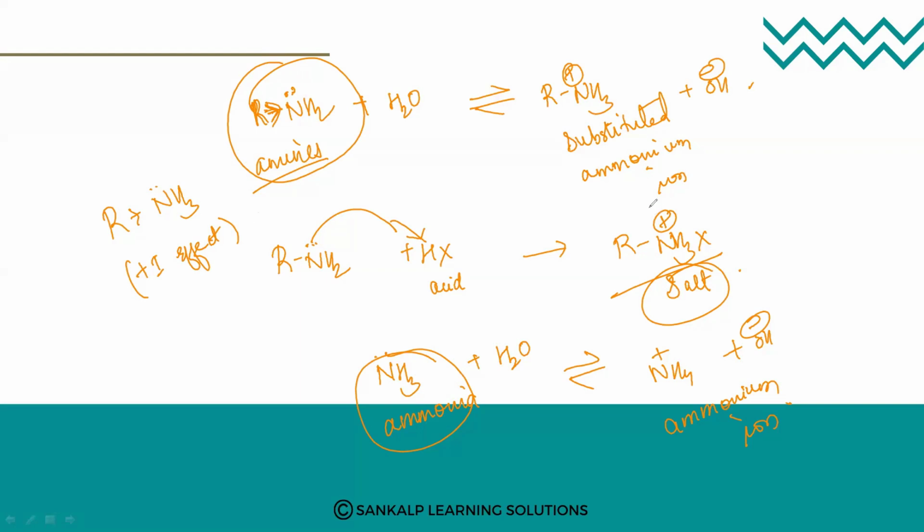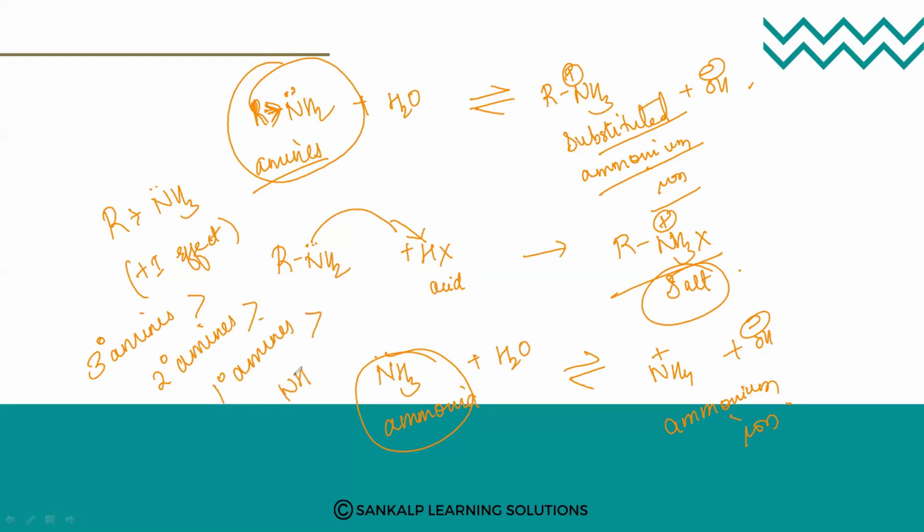Now here we can see it also forms the substituted ammonium ion. This substituted ammonium ion is stabilized because of the presence of the positive ion. So the basicity of aliphatic amines increases with increasing number of alkyl groups. When we talk about tertiary amines, tertiary amines are more basic than secondary amines, and then primary amines. What is the reason?